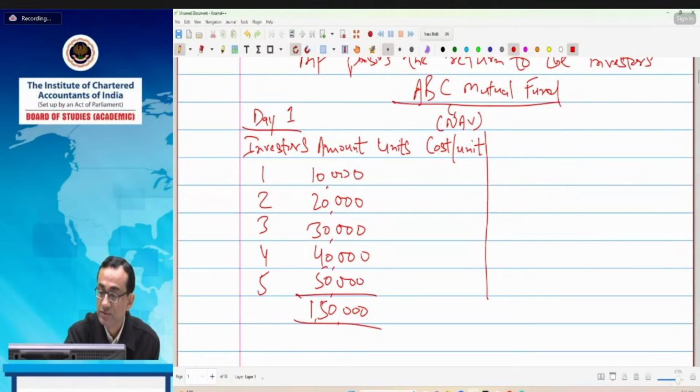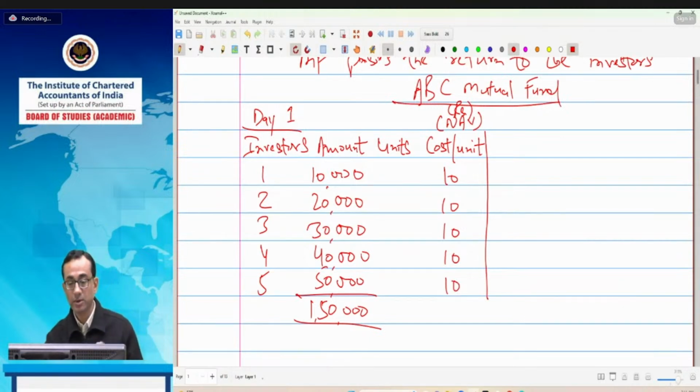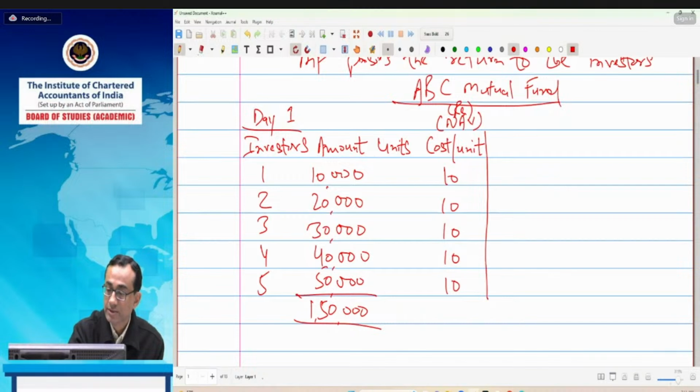And cost per unit, that is NAV, is fixed at rupees 10. This figure is in rupees. So it is fixed at 10, say. So units will be the amount divided by the cost, means this 10,000 will be divided by this 10. So 10,000 divided by 10, units will be 1,000.